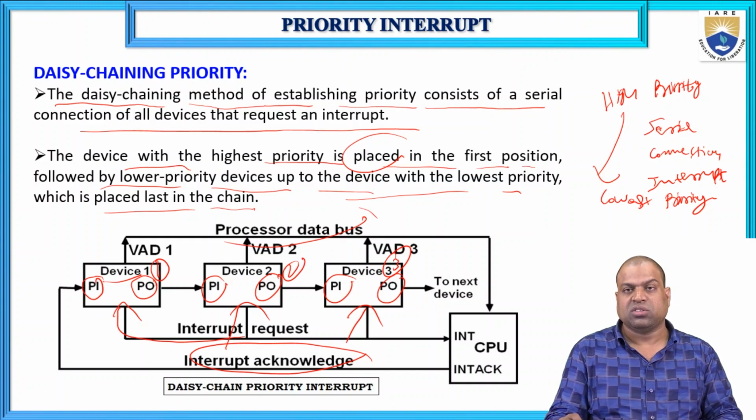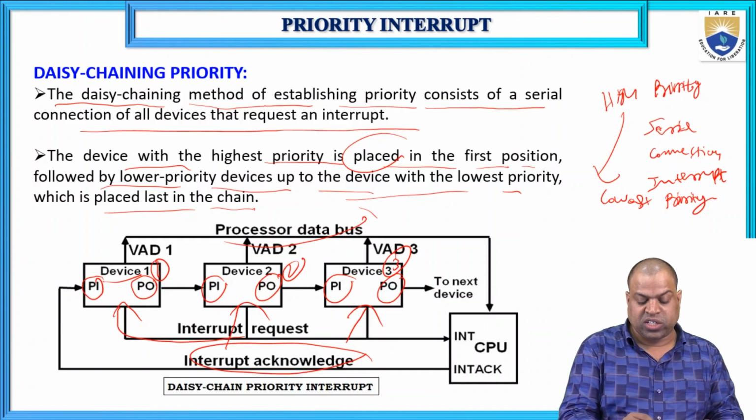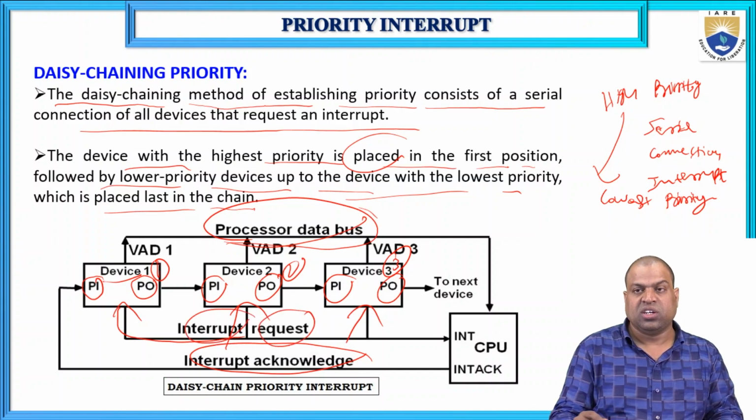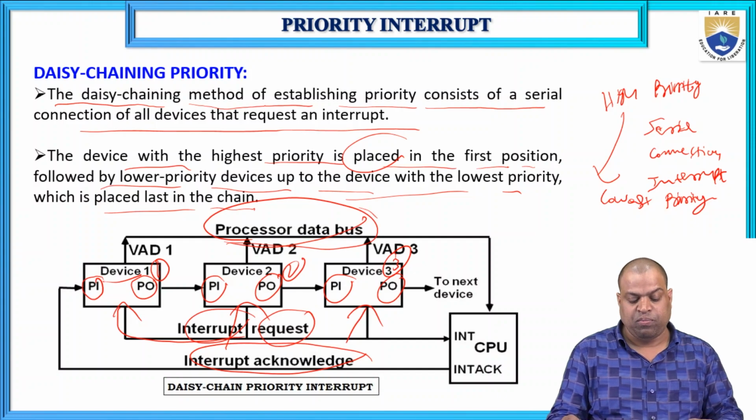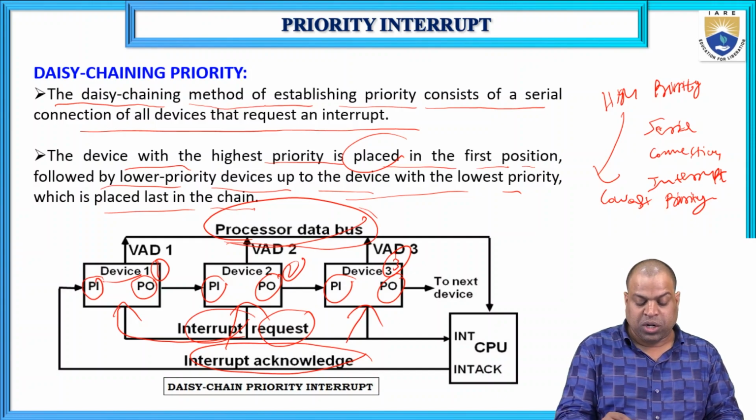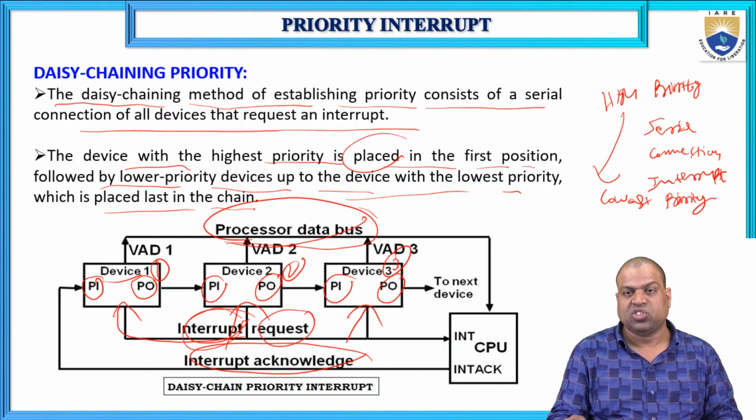So the first one connected is the highest priority, and the last device connected is the lowest priority placed in the chain. So these are the 3 devices connecting to the processor data bus. Okay, and we have the interrupt request. When an interrupt comes, there are multiple devices: interrupt 1, interrupt 2 or interrupt 3, 3 interrupts are there. So when multiple devices are waiting, an interrupt is also there. So we are giving the interrupt request to the CPU.